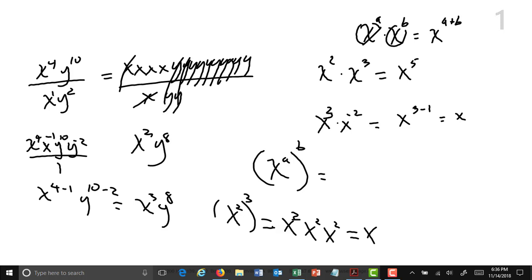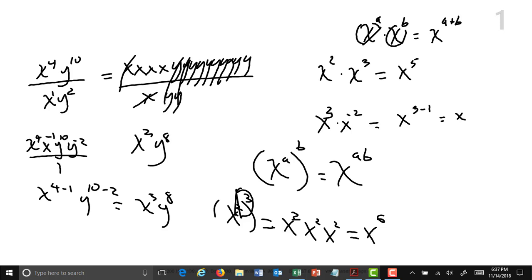If I have 2 copies, 2 copies, and 2 copies, how many copies of x do I have? 6. What was the shortcut? When you have a power to a power, they multiply. So what do I have? I have x to the a times b. Notice, it's not a plus b.